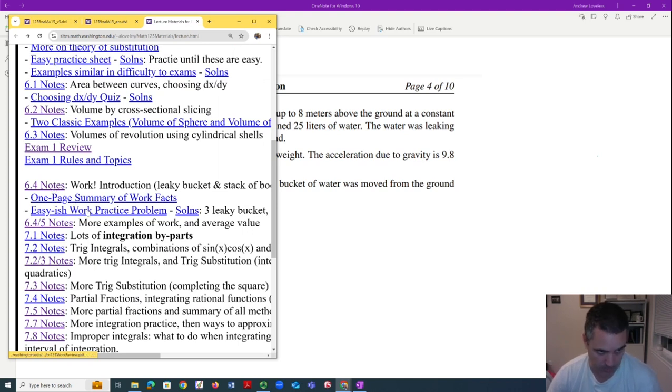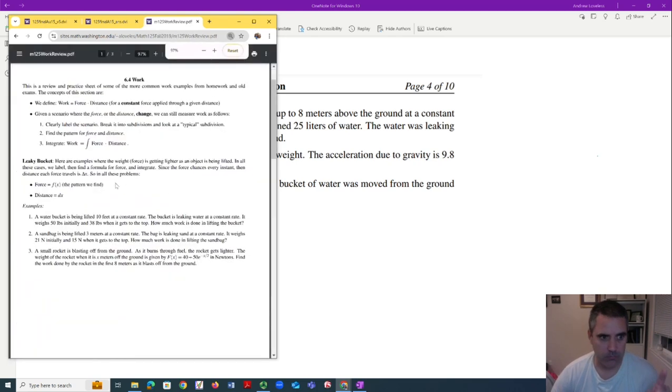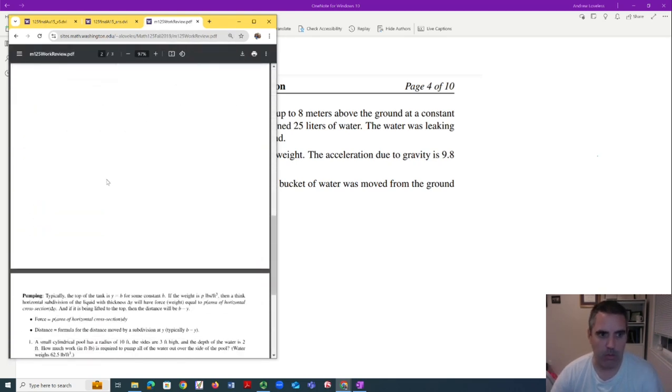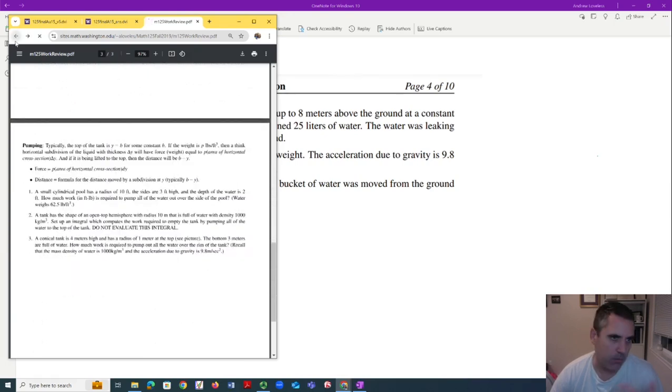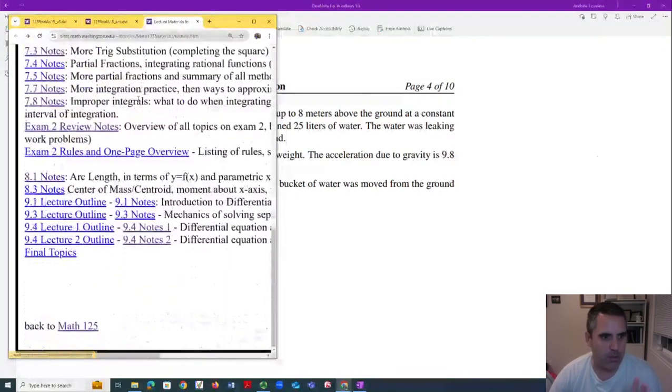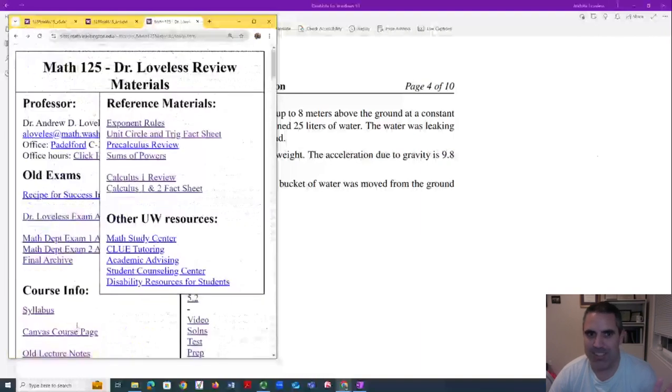You can see a one-page summary. You can see basic practice problems. And I have a collection of like 3 leaky bucket problems, 3 rope problems, 3 pumping problems, and I do full solutions. I've made a test prep where I've done solutions. But this is one of those topics that no matter how many materials I make, someone says, can you make a video?